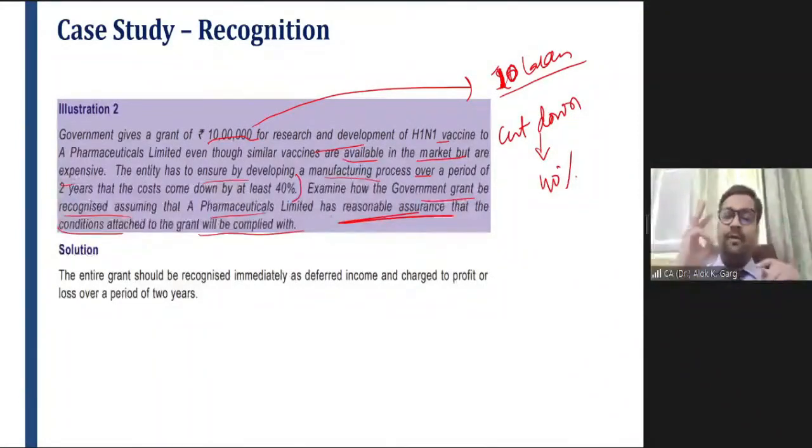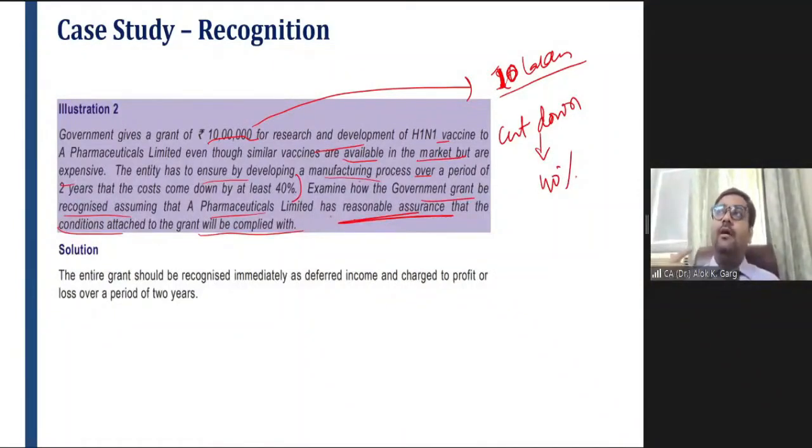So guys, there are 3 information given in the question. First, the money has been received for rupees 10 lakh. Second, the condition is to conclude a manufacturing process over a period of 2 years so that the cost will be cut down by 40%. Third, the company has a reasonable assurance that the cost will be cut down by 40% over a period of 2 years.